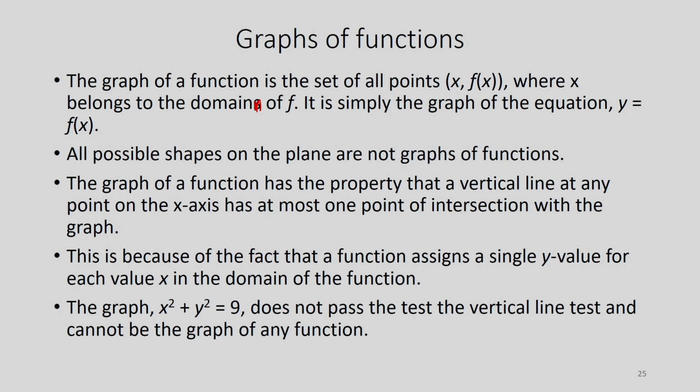All possible shapes on the plane are not graphs of functions. The graph of a function has the property that a vertical line at any point on the x axis has at most one point of intersection with the graph. So, suppose you take any shape on the coordinate plane, suppose this is a particular shape you took. Now, the question is, can this curve be the graph of a function?